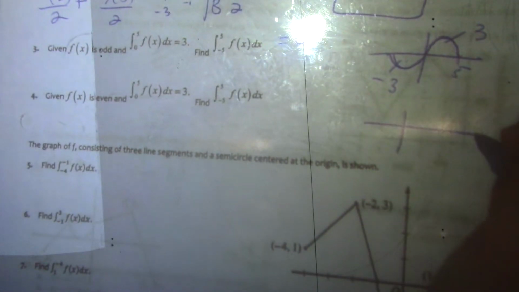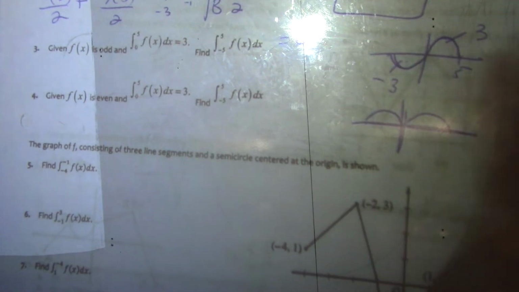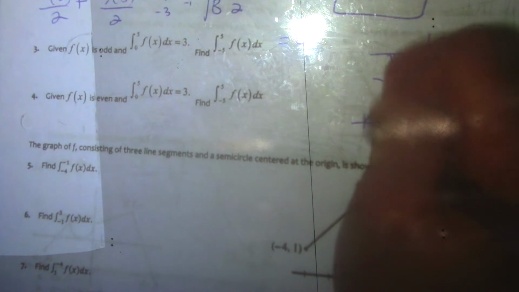If I know something is even, like this, symmetric over the y-axis, and 0 to 5, this area is 3, then from negative 5 to 5, this would also be 3, so the total would be 6, doubled.